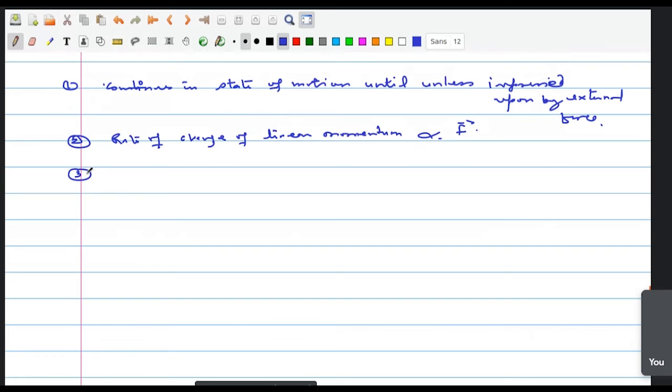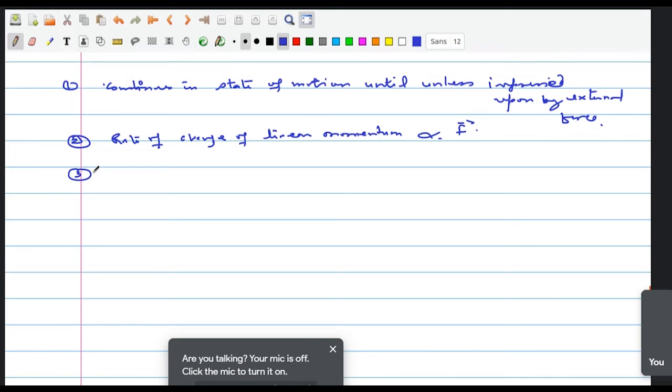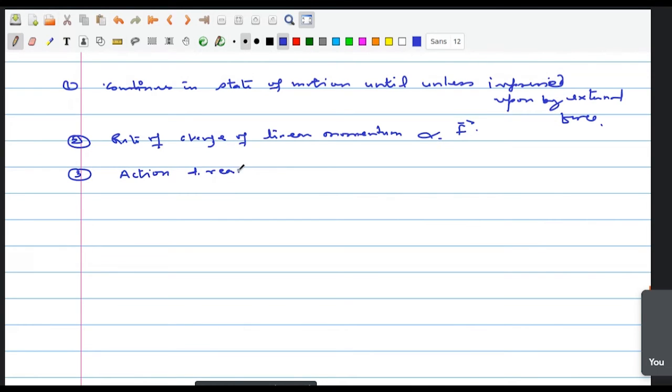And the third law is action and reaction. Third law is action and reaction what? Speak out. Every force has an equal and opposite reaction. Action and reactions are equal in magnitude but opposite in direction. In various ways it can be stated, but opposite in direction.